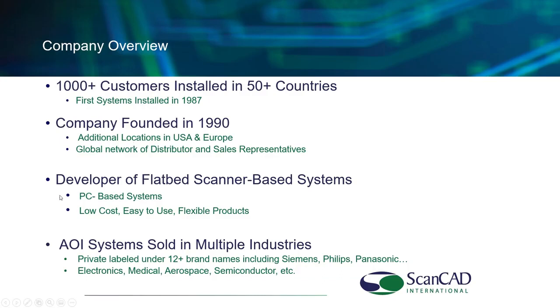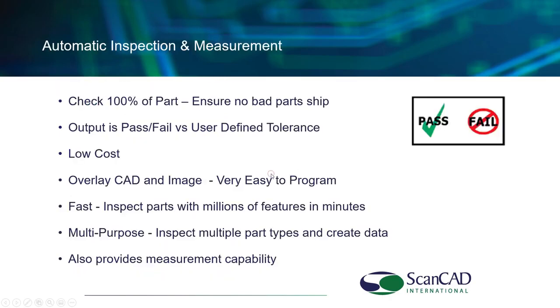AOI means Automated Optical Inspection, and we do sell these systems into many different industries: electronics, medical, aerospace, automotive, semiconductor, etc. In many cases, these systems have been sold private labeled under the names such as Siemens, Philips, Panasonic, and some 9 other brand names. These are truly amazing, powerful systems, and they have made sense to be integrated with other people's equipment from time to time.